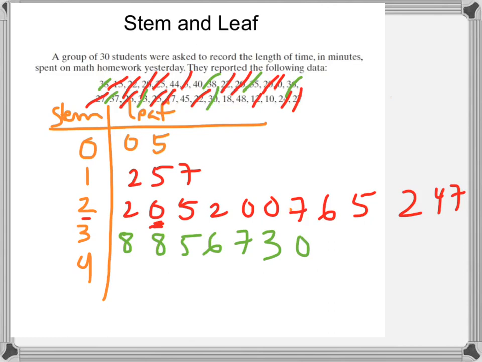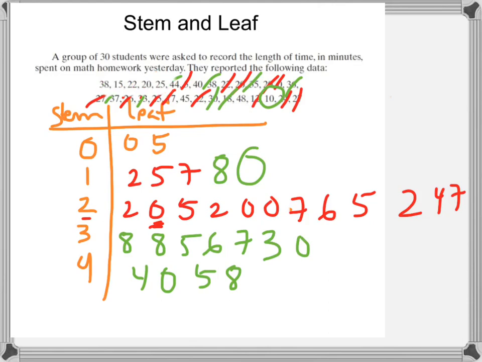Okay. Oh, I have an 18 that I didn't take care of, so let me just go ahead and put that there. Now, for 40s, I have a 44, a 40, a 45, a 48. Oh, and I have a 10 here that I didn't take care of, so I'll put a 0 there as the leaf for the 10s. So I should be able to count my number of leaves and count my number of numbers in my data set, and they should match.